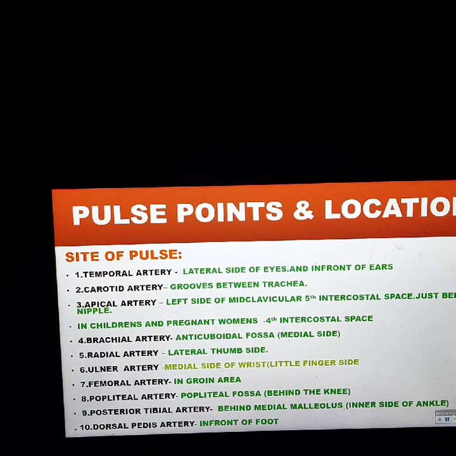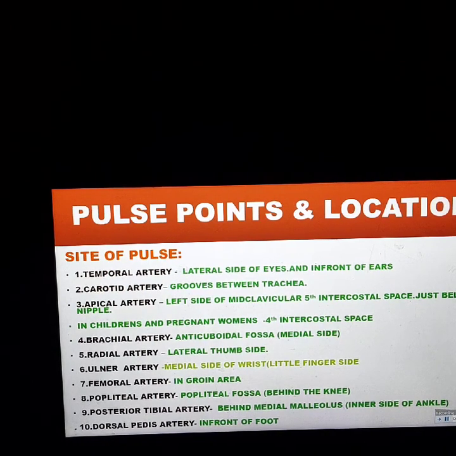Radial artery, lateral thumb side. Sixth one is ulnar artery, medial side of wrist, little finger side. Femoral artery in groin area. Popliteal artery, popliteal fossa behind the knee. Next one is posterior tibial artery, behind medial malleolus, inner side of ankle. 10th one is dorsalis pedis artery, on the front of the foot.